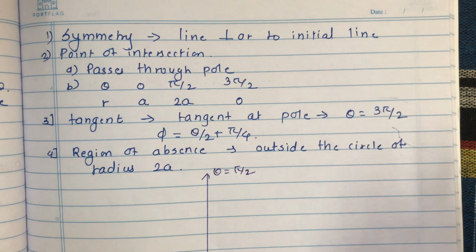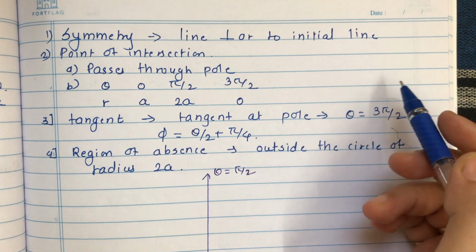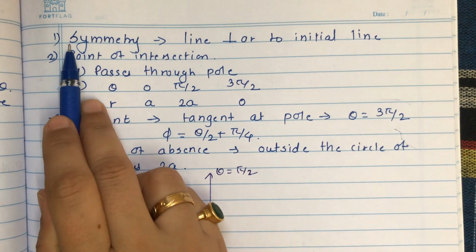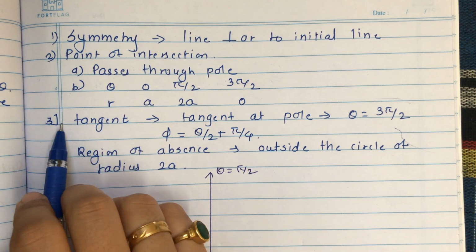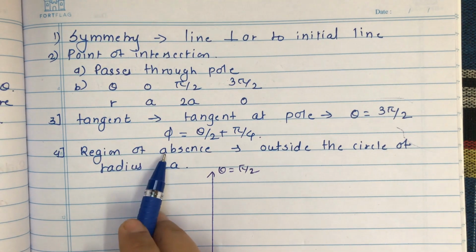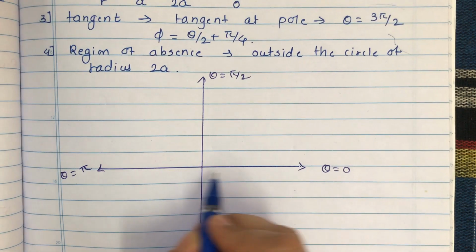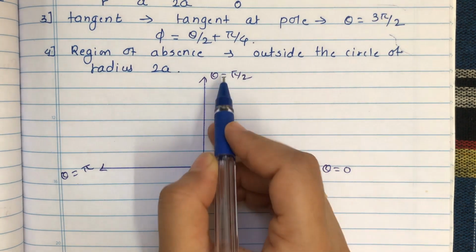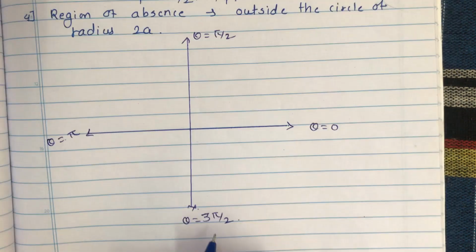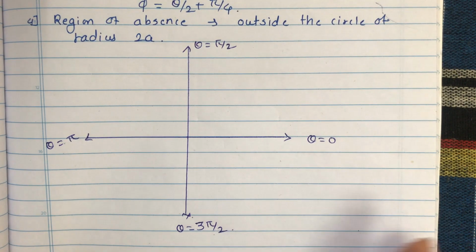Now to trace the curve, I have made this short summary with the rules. First one is symmetry, second point of intersection, third tangent, and fourth region of absence. Now to trace the curve, I have drawn these lines: theta is equal to 0, theta is equal to pi by 2, theta is equal to pi, and theta is equal to 3 pi by 2.